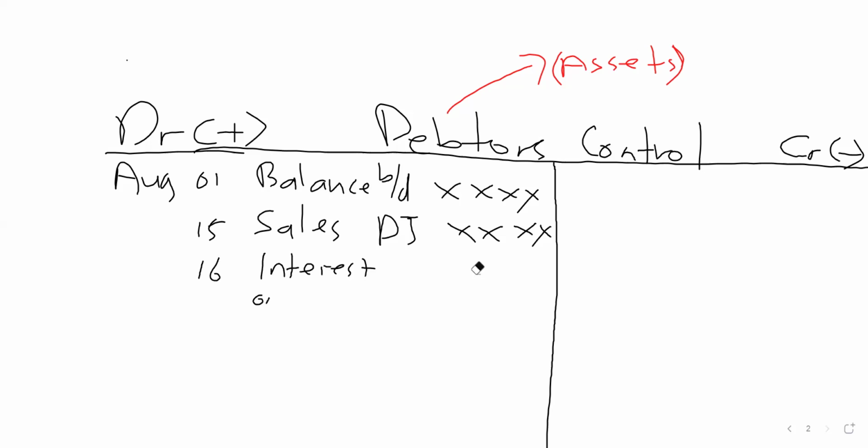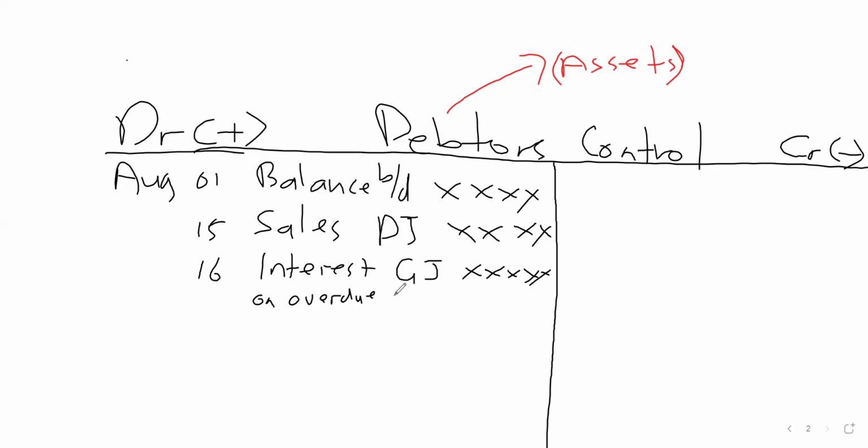Interest on overdue accounts. Where would this information come from? From the general journal. That's where it will come from, the general journal. Now, not only that, on the credit side, it's anything that would reduce your debtors control column. So what is it that would cause the debtors control to go down?